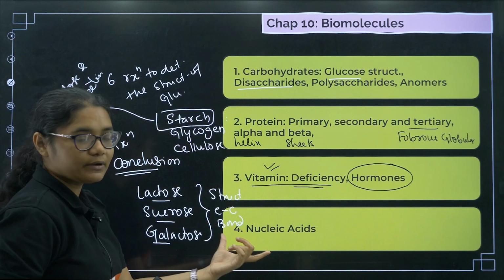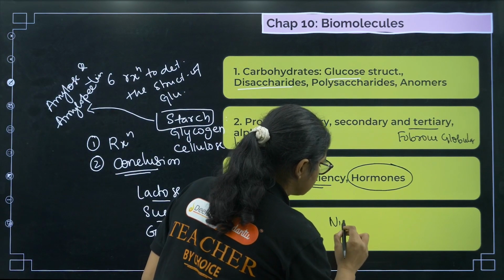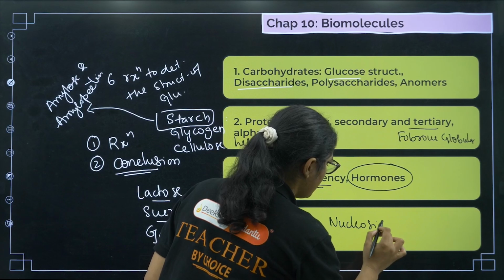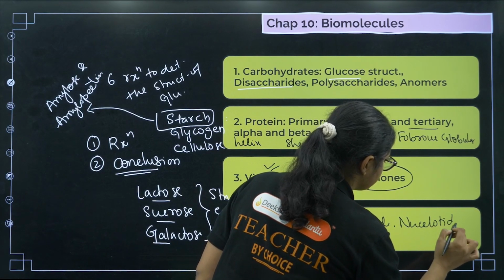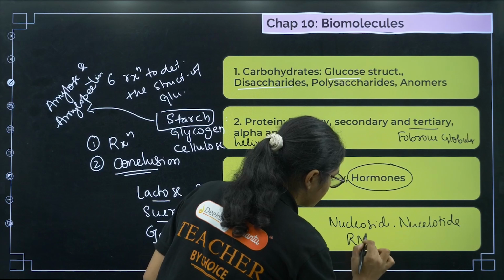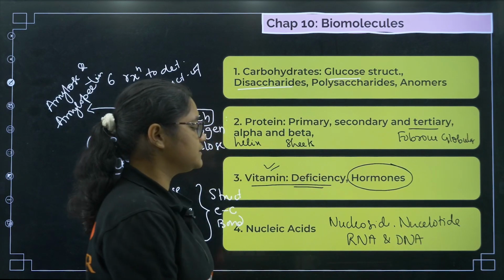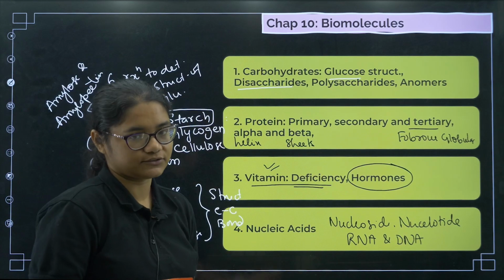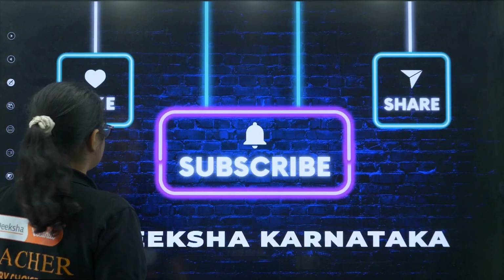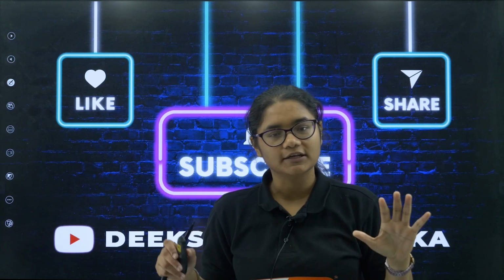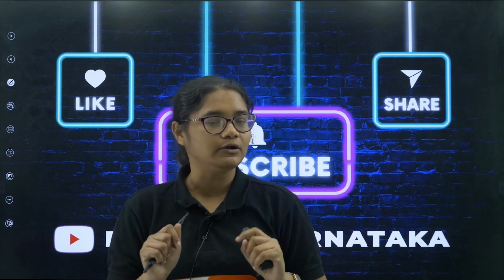Next coming to nucleic acids. So you should be knowing what is a nucleoside, okay, what is a nucleotide, what is the difference between these two, then what is the difference between RNA and DNA. Okay, so these are the things that you have to focus on. Okay, fine. Now that's all in this, students. So these are the major important topics from all the chapters that you need to focus on.